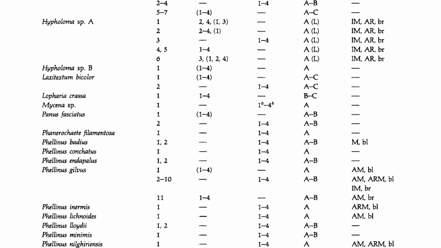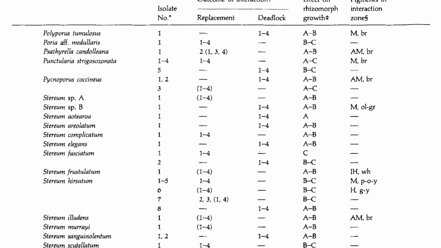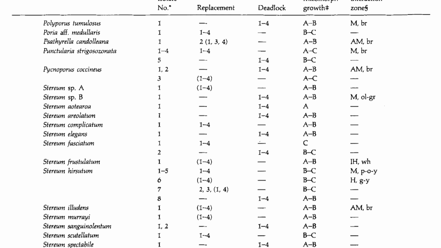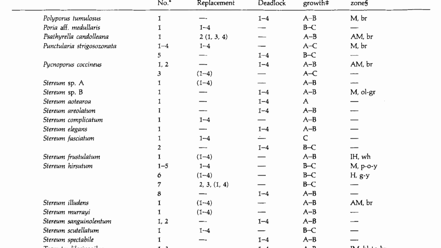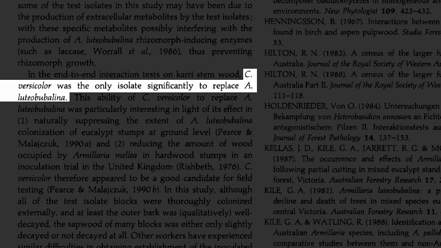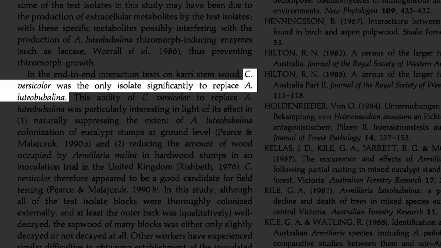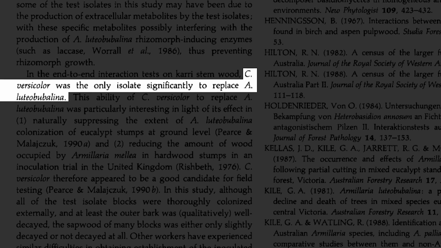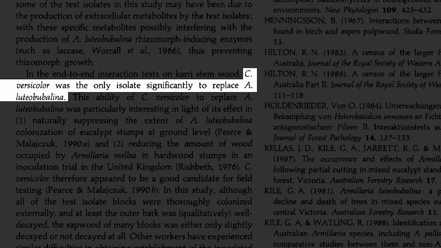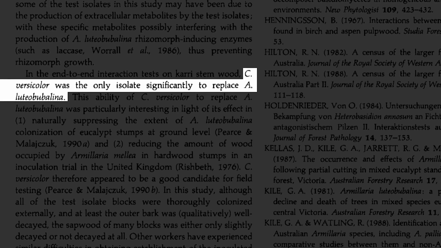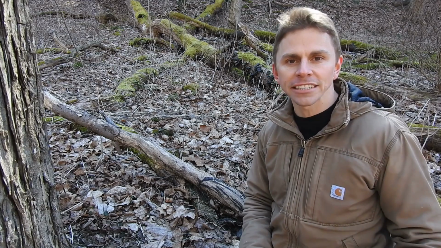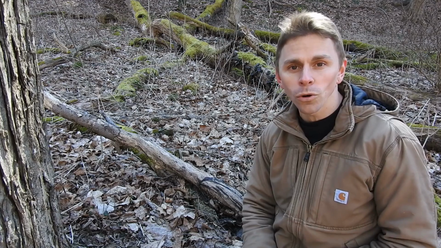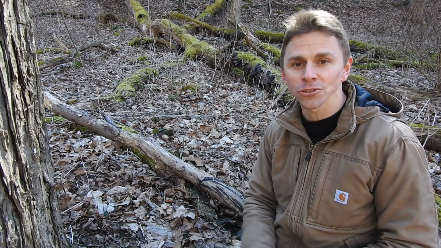and several others. Now, many of these fungi showed strong antagonizing effects against Armillaria, but most interesting of all was that turkey tail performed exceptionally well. Not only did it inhibit the growth of Armillaria rhizomorphs, it was the only isolate significantly able to replace Armillaria luteobubalina on eucalyptus wood. Now again, just like we saw with the previous studies on Hypholoma fasciculare, we're still dealing with fungi that attack wood, but most of these fungi attack dead trees.